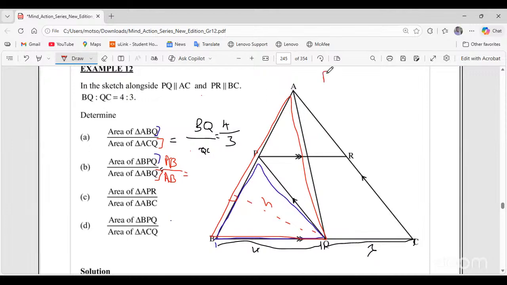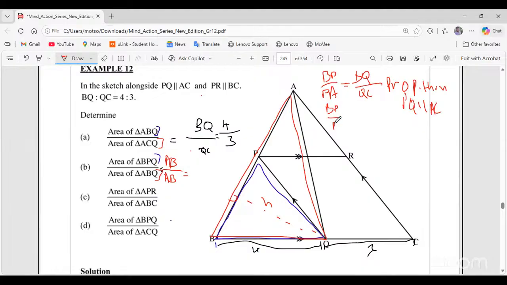Now we say BP over PA is equal to this side, BQ, all over QC. Why do we say this? It's because we used the proportionality theorem. Why the proportionality theorem? Because PQ is parallel to AC. Fine. Now let's make our substitutions.